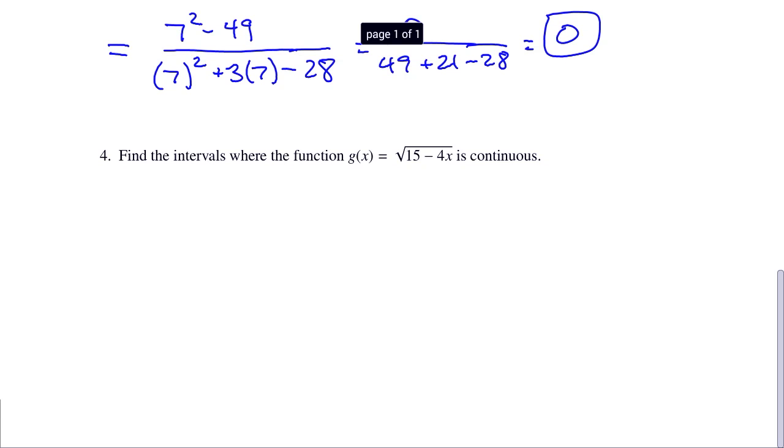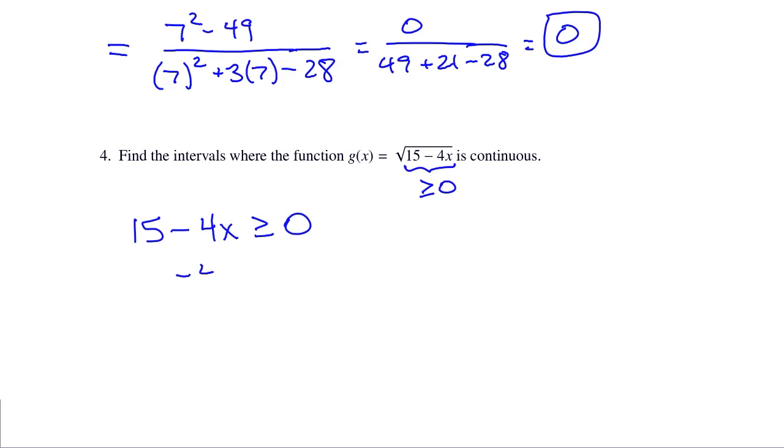Problem 4, find the intervals where the function g of x is equal to the square root of 15 minus 4x is continuous. So recall from our notes that a square root function is continuous everywhere that the inside function is greater than or equal to 0. So we'll set 15 minus 4x greater than or equal to 0 and solve for x.